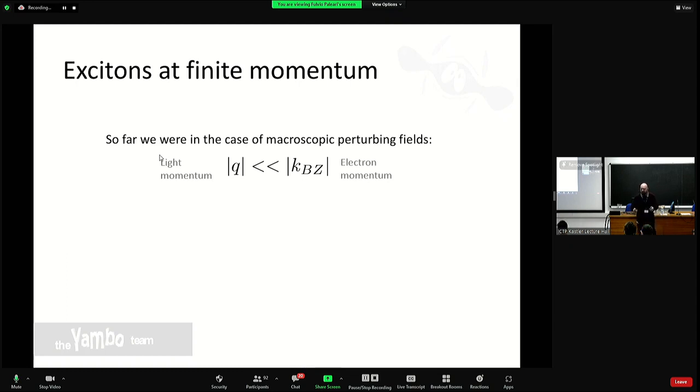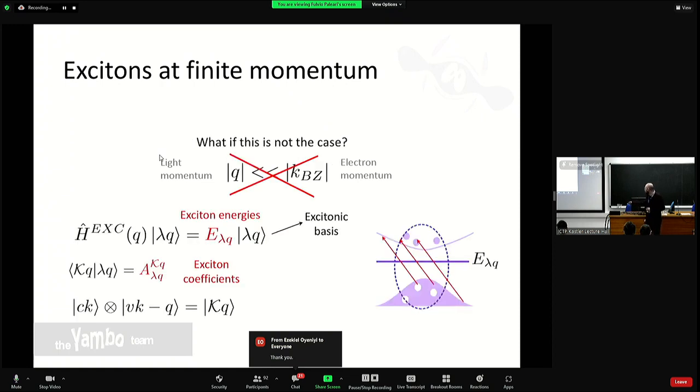So the first natural extension of what I said is, okay, so far you were implicitly considering the case of optical absorption, therefore of macroscopic fields in which the momentum of the incoming field is much smaller than the extension of the Brillouin zone of the system. But what happens if we instead want to consider excitons with a finite momentum? Well, then we would need to diagonalize the excitonic Hamiltonian for each finite momentum, a different Hamiltonian for each momentum. This is kind of similar, if you know phonons, to what is done for the dynamical matrix in the phonon case. And then we have a Q-dependent exciton basis.